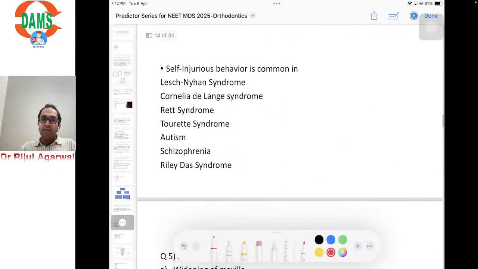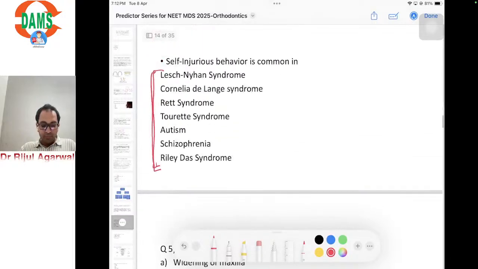Next, this self-injurious behavior is common in the following syndromes: Lesch-Nyhan syndrome, Cornelia de Lange syndrome, Rett syndrome, Tourette syndrome, autism, schizophrenia, Riley-Day syndrome. Just remember the names of these syndromes as well.